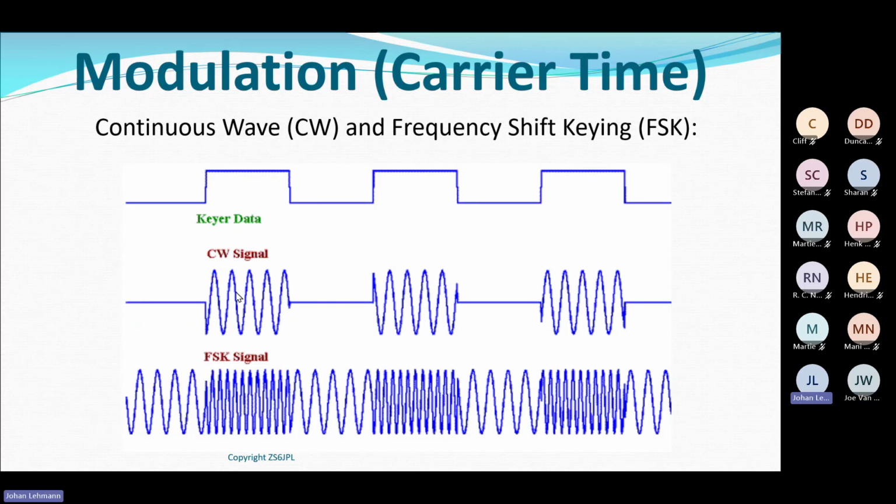Okay. Morse code or CW, I would turn the transmitter on and off as my information changes state from a 0 to a 1 or from non-true to true. Okay, so those are the first two: continuous wave modulation and frequency shift keying. And they rely on changing the carrier's time.